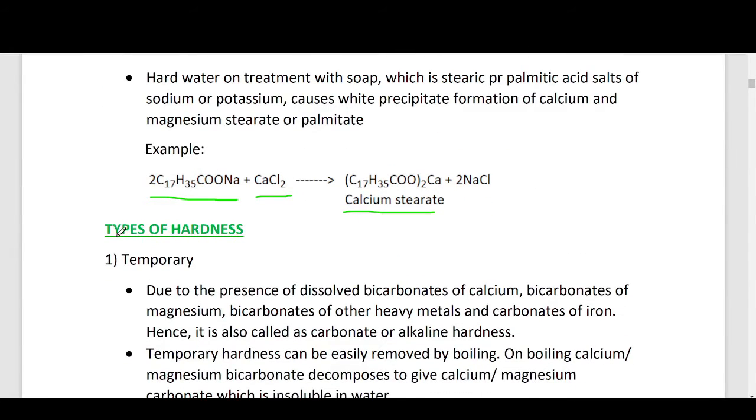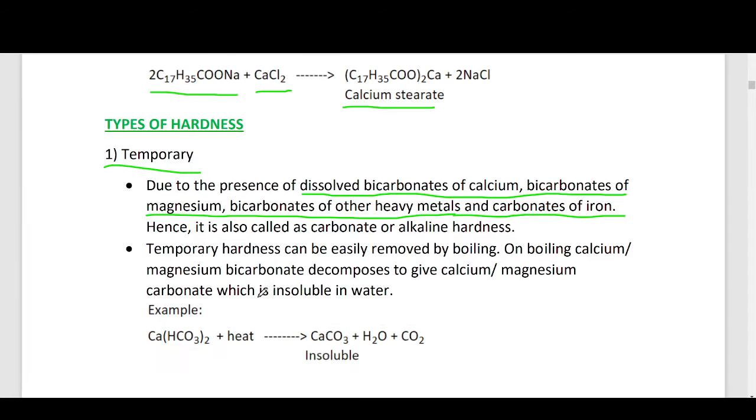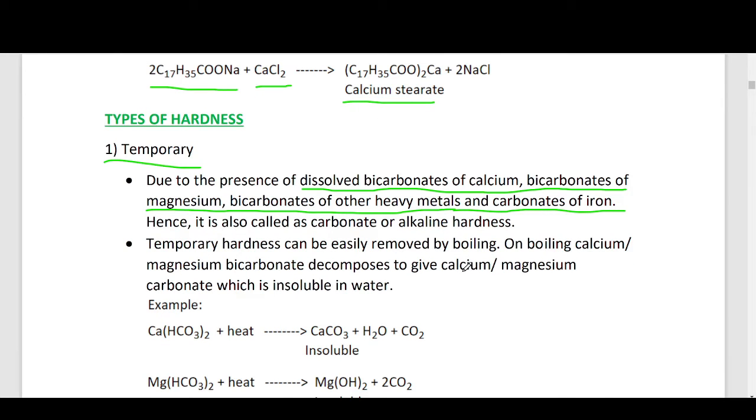So let's move on to types of hardness. There are particularly two types of hardness: temporary hardness and permanent hardness. So let's look at temporary hardness. Temporary hardness is mainly due to the presence of dissolved bicarbonates of calcium, bicarbonates of magnesium, bicarbonates of other heavy metals, and carbonates of iron. Hence, it is also called carbonate or alkaline hardness. Temporary hardness can be easily removed by boiling. So this is one method to remove temporary hardness.